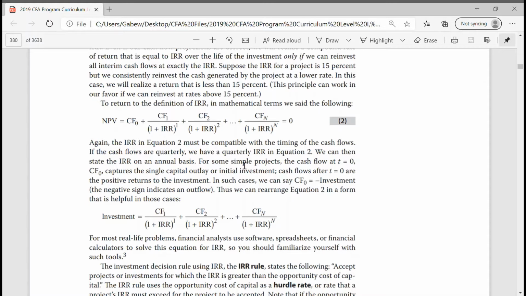For some simple projects, the cash flow at t equals 0, CF0, captures the single capital outlay or initial investment. Cash flows after t equals 0 are the positive rate of return of the investment. In this case, we could say CF0 is the negative investment, the negative sign indicating an outflow. Thus, we could rearrange equation 2 in a form that is helpful in those cases. Investment is equal to this.